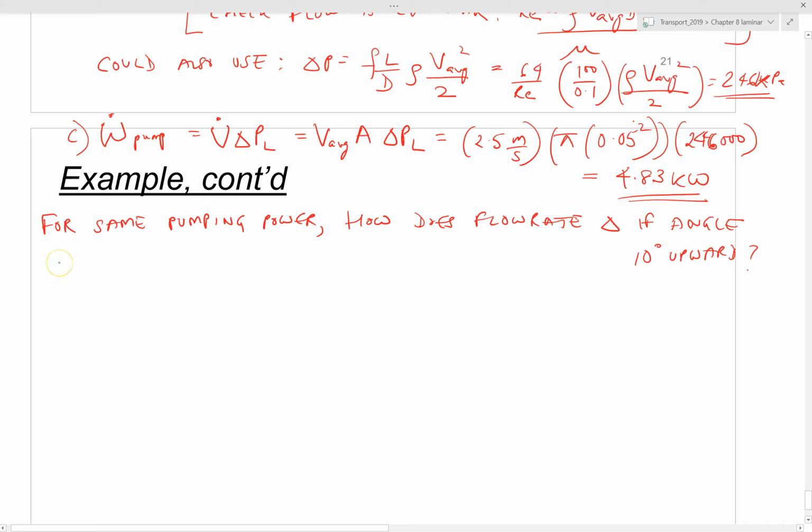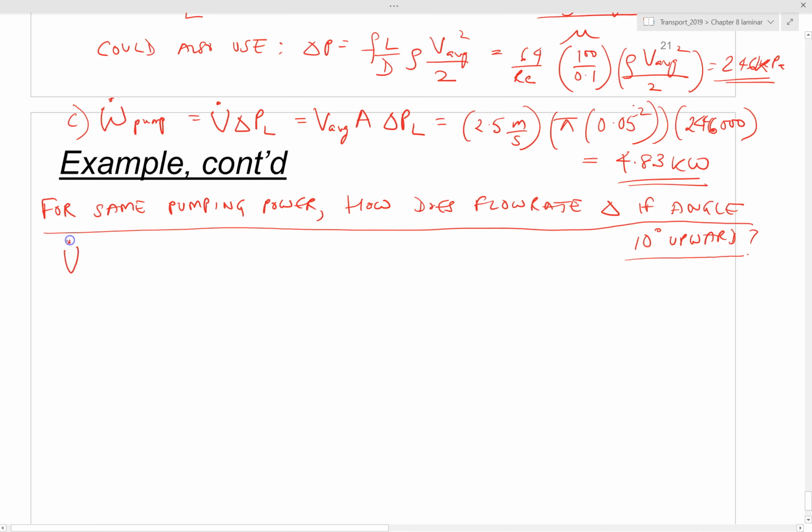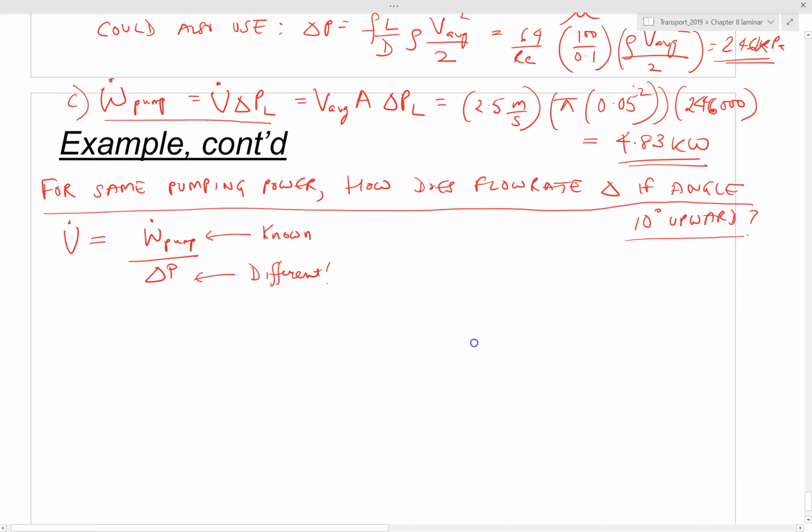Okay, so how do you attempt such a situation? Your volumetric flow rate is given by your pump power divided by pressure difference, correct? From this equation, we know we are keeping the pumping power fixed, so it is known, but delta P will be different. So how will you find out delta P in this case?